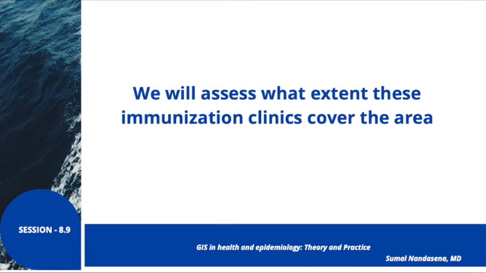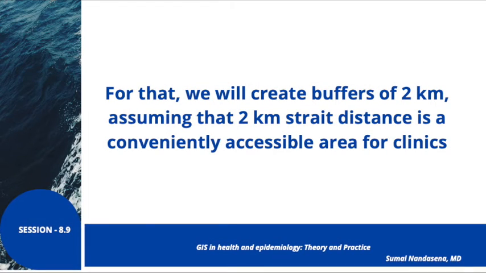Next, we will assess to what extent these immunization clinics cover the area. For that, we will create buffers of 2 kilometers, assuming that 2 kilometers is a straight distance that is conveniently accessible area for clinics. Finally, we will clip the buffer areas according to the administrative area, and then we will merge all the buffer areas together to make an area which will be covered within 2 kilometers of the clinics.